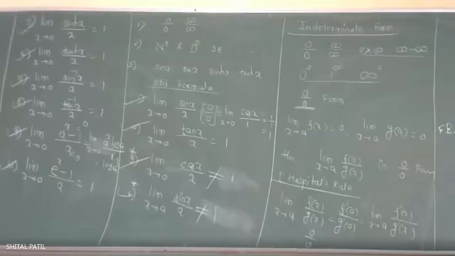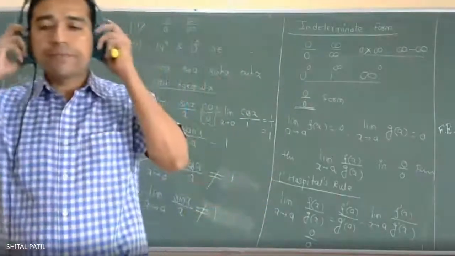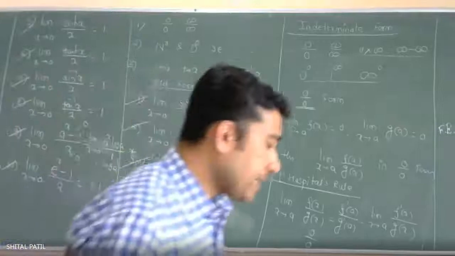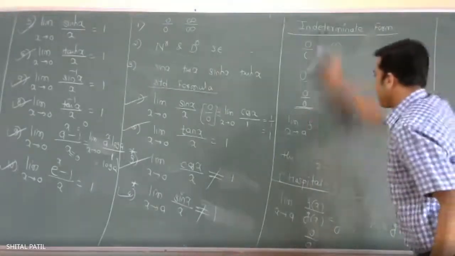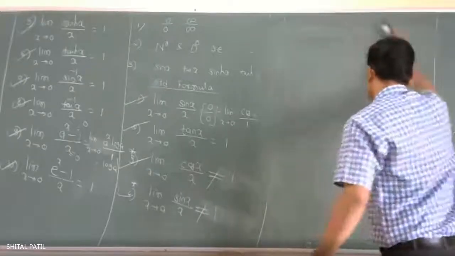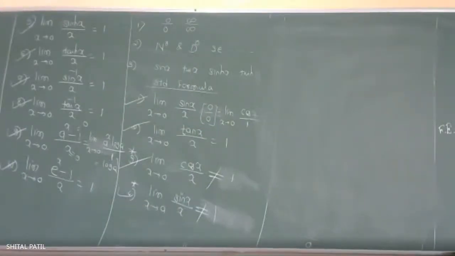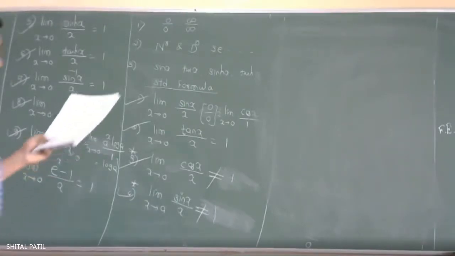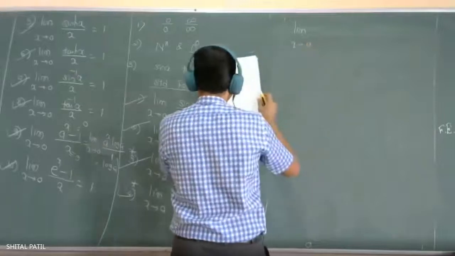Start with different examples. Right now, examples of type number 1. Write examples of type number 1. So 0 by 0 form. Evaluate the following limits.